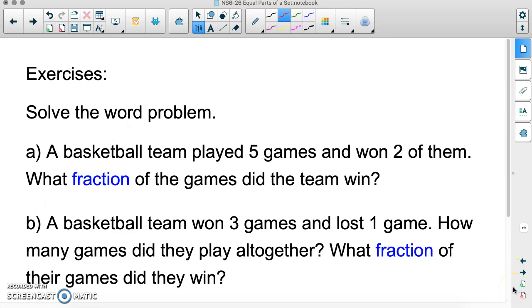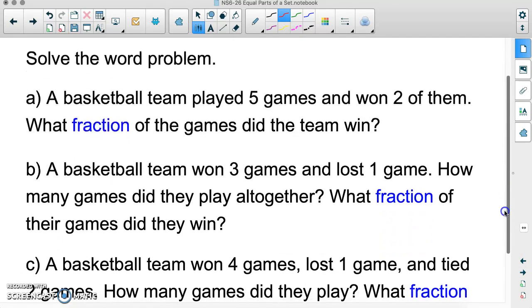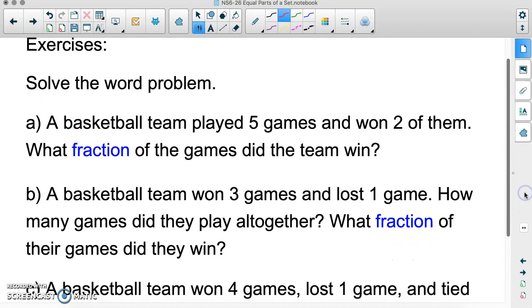Now, here's a word problem for you. Let's do A together, and then I want you to do B and C on your own on your whiteboard. So A says a basketball team played 5 games and won 2 of them. What fraction of the games did the team win?